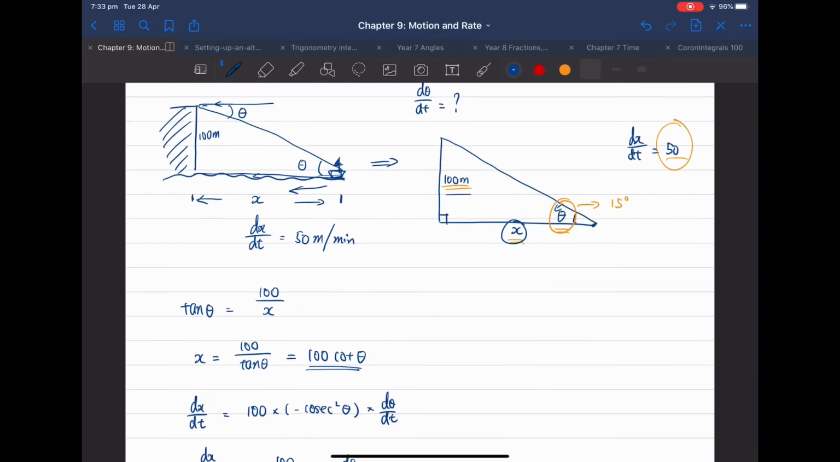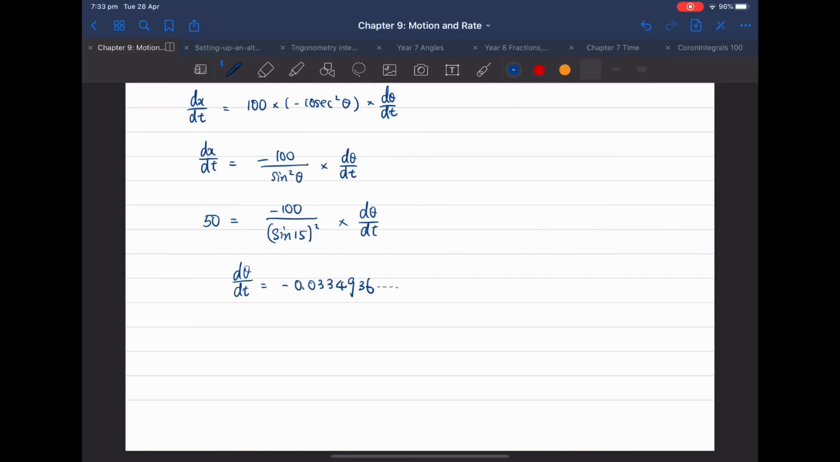All right, now the next one is we need to change that. That is radians per minute, and the question asks us to change that rate to degrees. So how do we change it? d theta over dt is equal to negative 0.033496, and we multiply this number by 180 over pi, because we want to convert the rate to degrees. So let's try to do that.